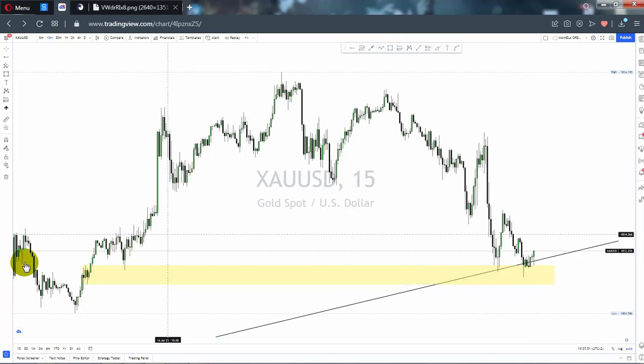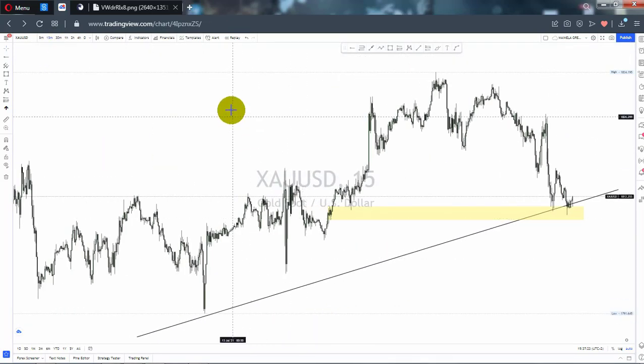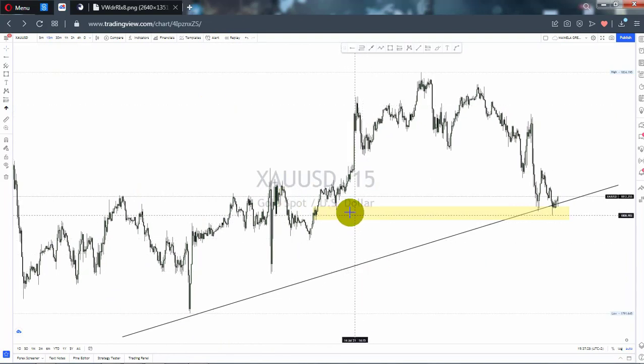Then you can see after the demand level, it was tested for the first time here, then they went up, then this is the second time, then they give us a pattern like a W. So once the market opens, you see what they do. They can open with a gap, then start from here, then they start to move up. But here I'm looking for a buy movement here on XAUUSD. This is the movement I'm anticipating here. This is the demand level here.